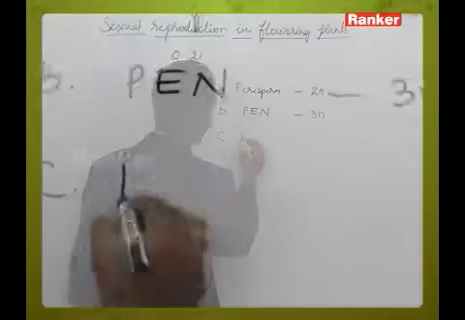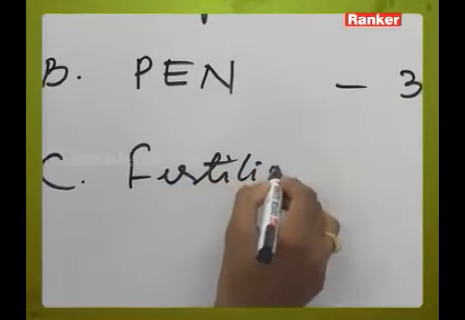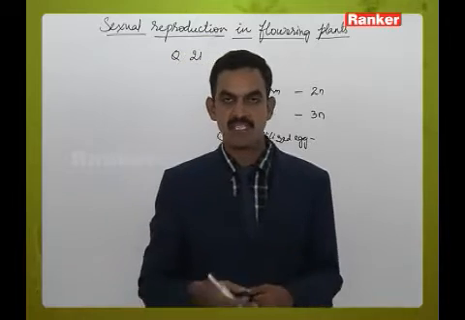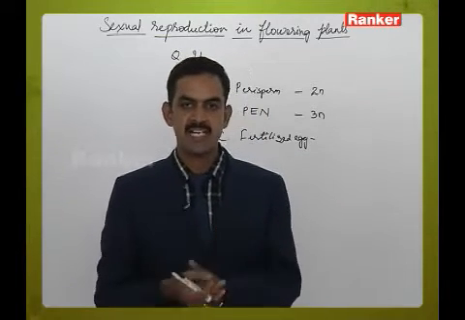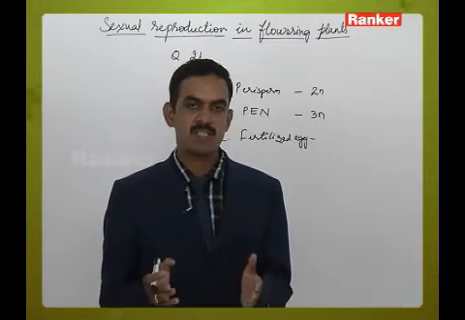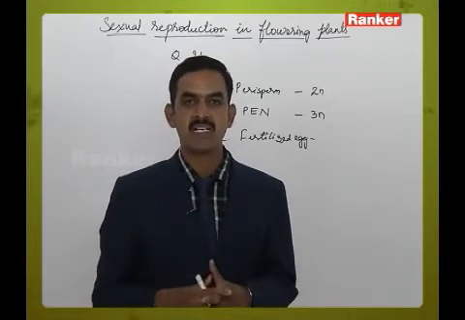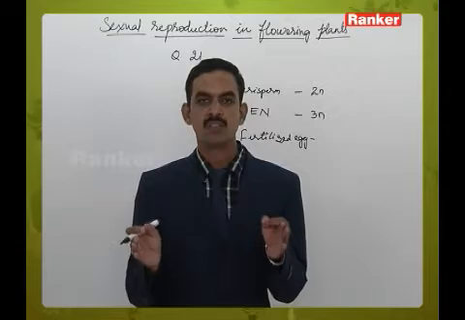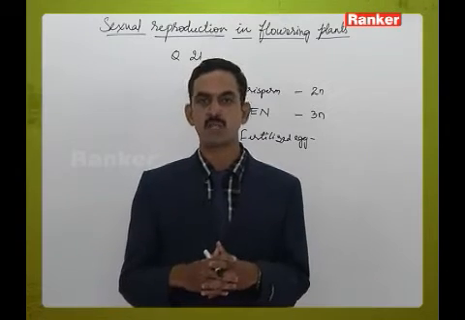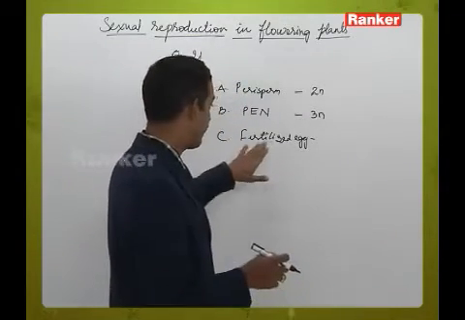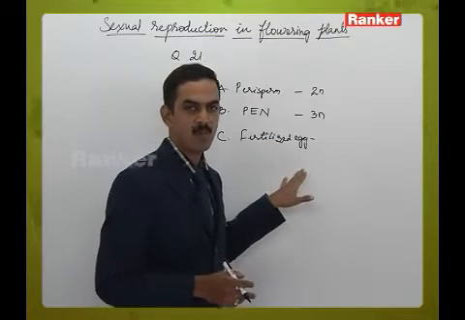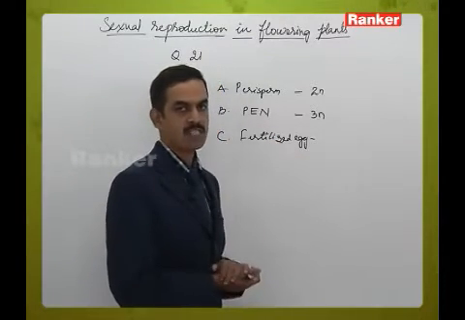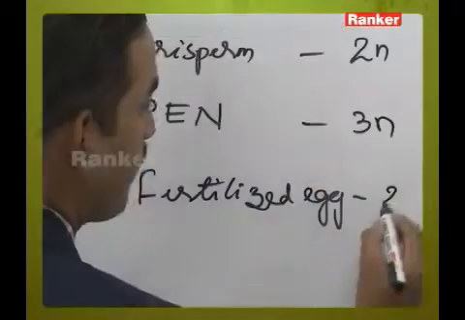Then third one is fertilized egg. Egg is a female gamete which is haploid, but here it is given as fertilized egg. Fertilized means the one which has fused with the male gamete. So the egg cell is haploid and the male gamete is haploid. If two haploid structures are fused, it results in a diploid structure. So here the haploid egg is fused with the haploid male gamete to result in a zygote. This zygote is otherwise called fertilized egg. So it is diploid.